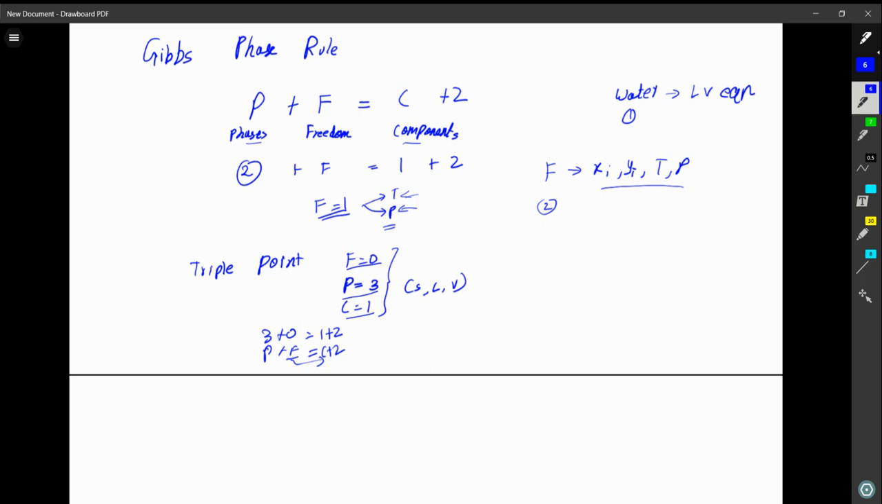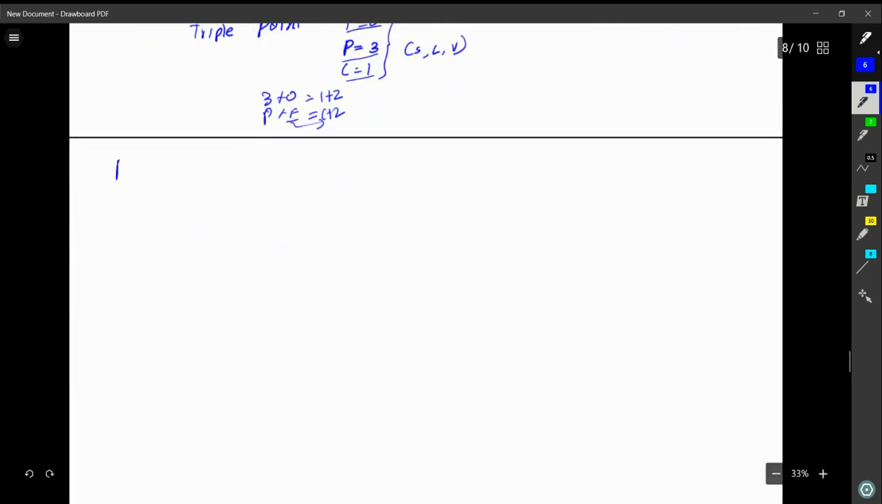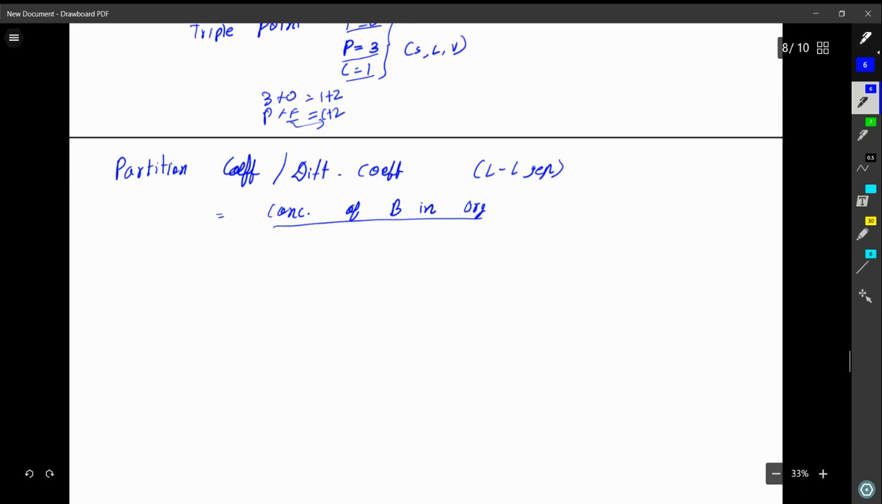Now, there is one small term called partition coefficient, or distribution coefficient. Not very important, but just keep it in mind that it is used in liquid-liquid separation. It is the concentration of some component B in the organic phase divided by the concentration of B in the aqueous phase. Just keep this in mind, small thing.